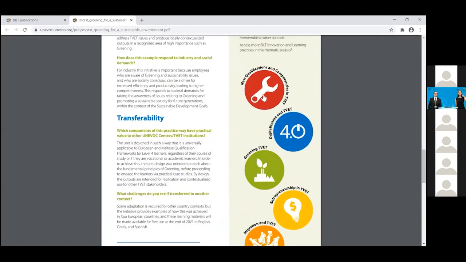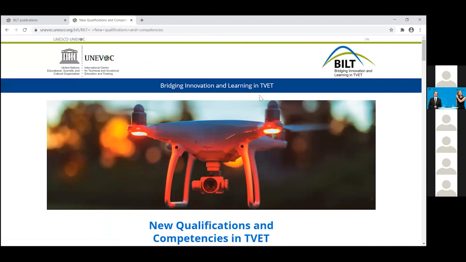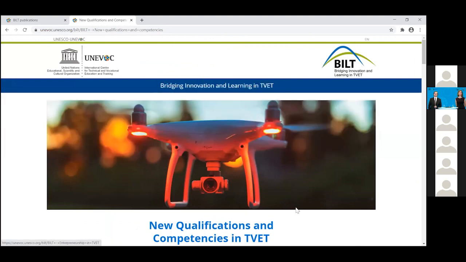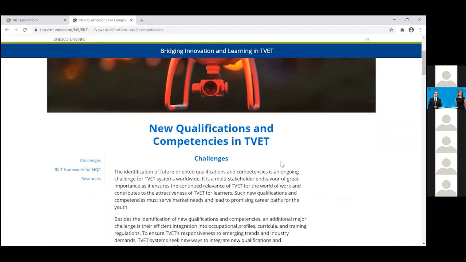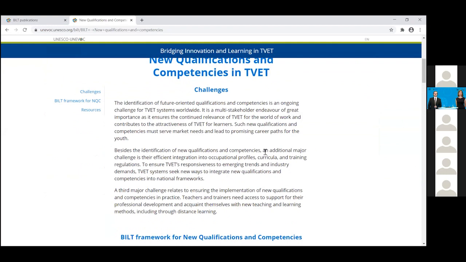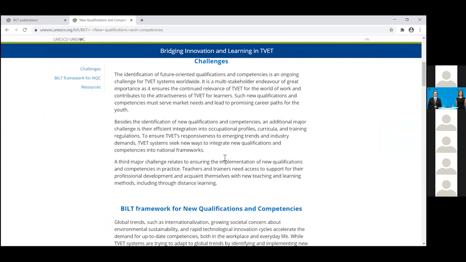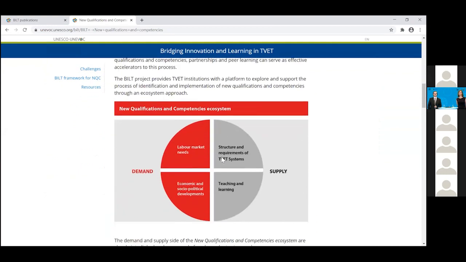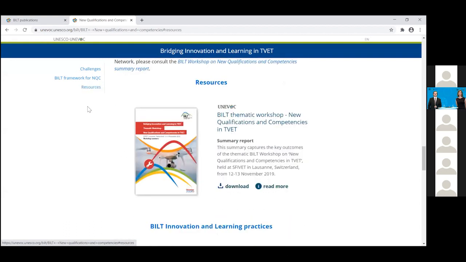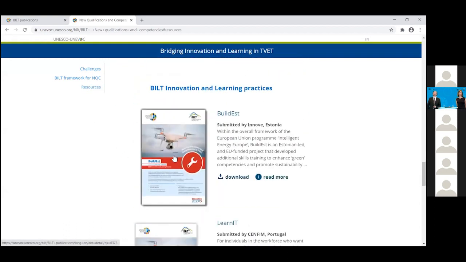Those icons on the right will take you to the thematic pages of the website, which are, by the way, also accessible from here. So on the thematic pages, you can read about the current TVET challenges in this thematic area and how BILT addresses these challenges. And at the bottom of the page, you also have the thematic resources section.